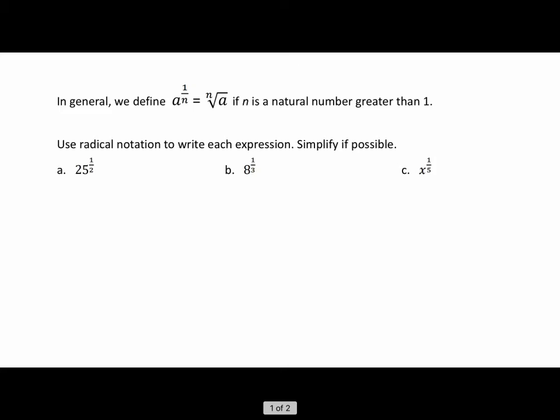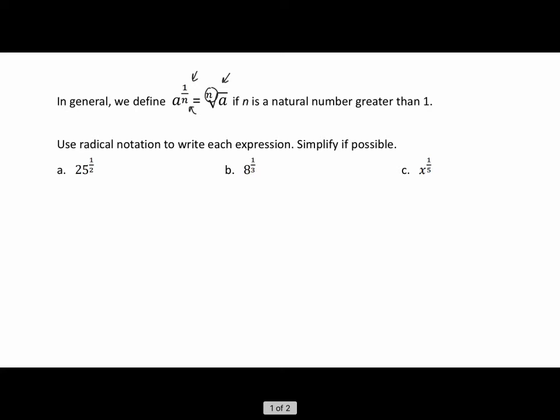In general, we define a to the 1 over n as the nth root of a. So this rational exponent means the same as this radical if n is a natural number greater than 1. And that tells us that we can just take the index of the radical, and that will be the denominator of the rational exponent. So some examples here: use radical notation to write the expression, simplify if possible.